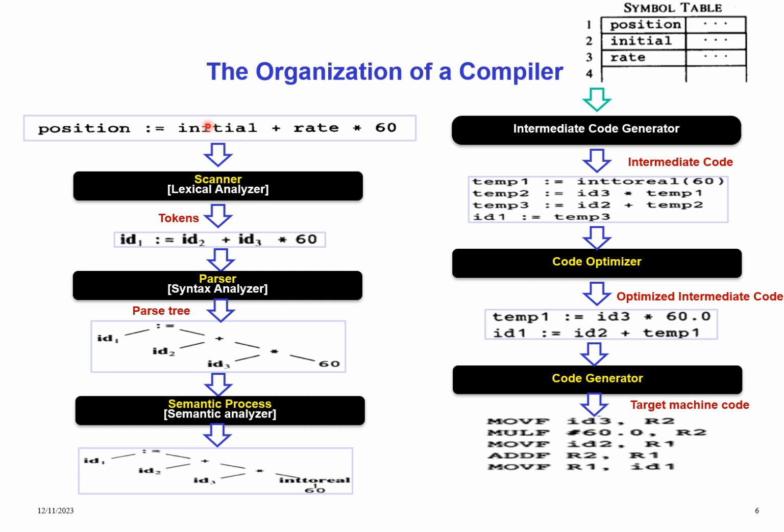The first phase takes the given input as a source program and generates the output as a token from the lexical analyzer. This token is given as an input to a syntax analyzer, which generates a parse tree. And this parse tree is given to a semantic analyzer, which just looks at the type checking, and this parse tree is given as an input to the intermediate code generator. It generates an intermediate code, and this intermediate code is probably given to the code optimizer. It optimizes the code. If not, it is directly given to the code generator. It generates a target machine code.